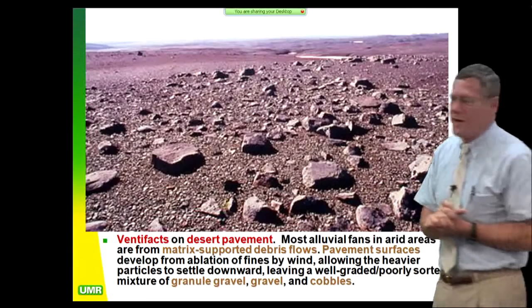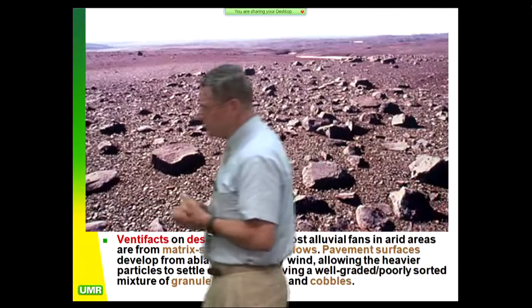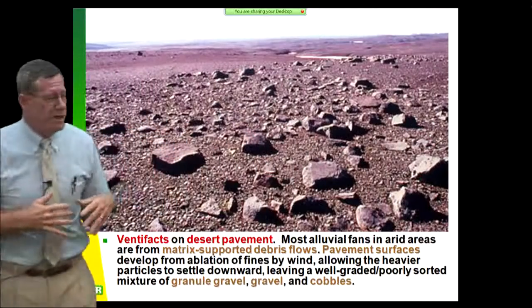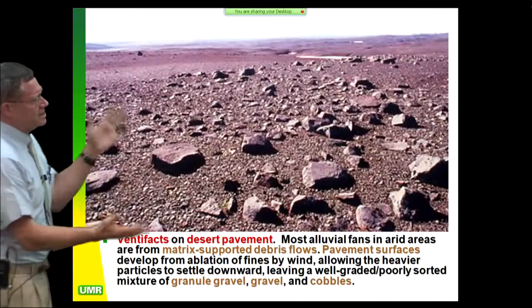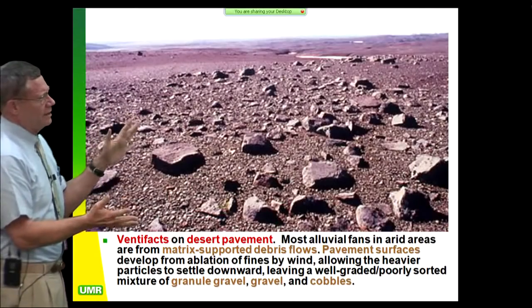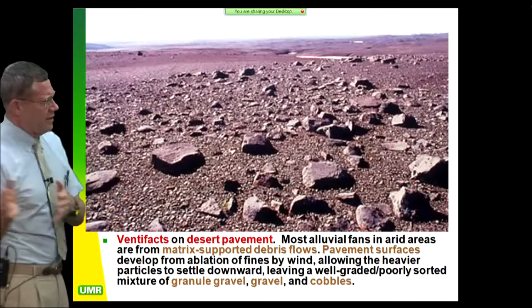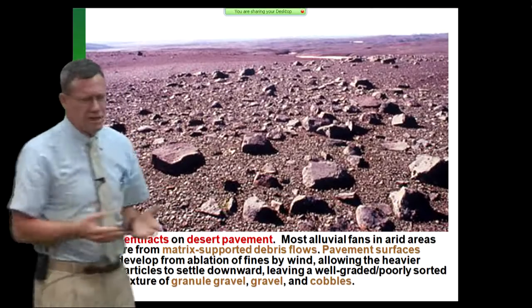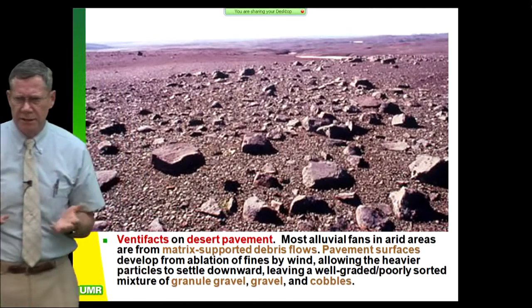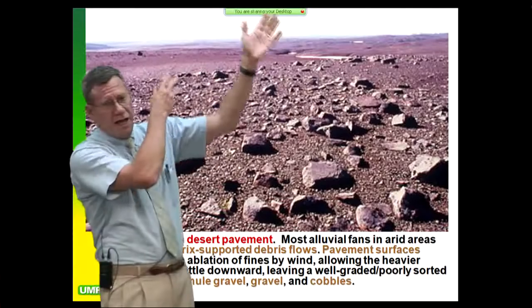All right, ventifacts. Ventifacts are one of the unique things that we have in desert areas that are semi-arid and arid. You have a lot of wind blowing by. The wind's going to pick up the fine material, and off it goes into the atmosphere.